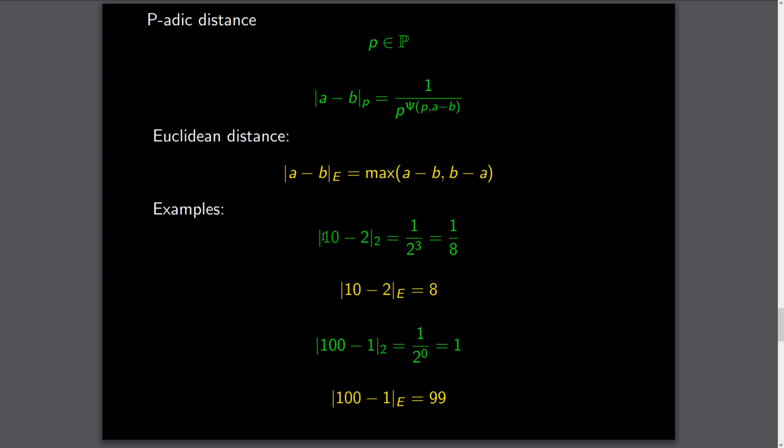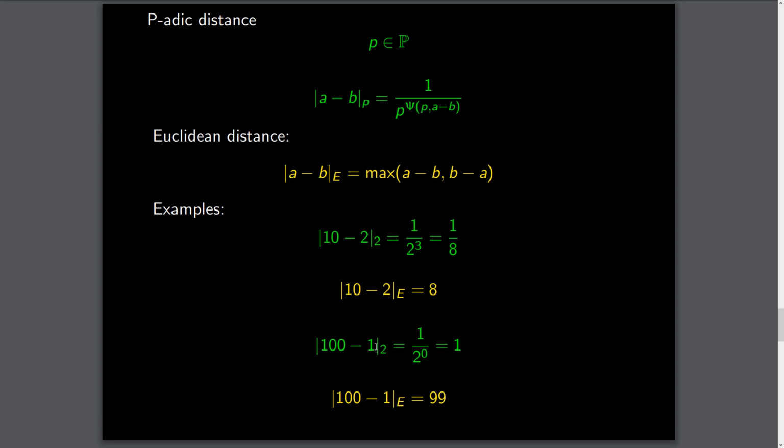Let's look at some examples of how this Euclidean distance compares to P-adic distance. For example, what about 10 and 2? In Euclidean distance, they are 8 apart from each other. But in P-adic distance, we have to consider the prime factorization of a minus b. So let's talk about the prime factorization of 10 minus 2. In the prime factorization of 8, the exponent of 2 is 3. Therefore, the two-adic distance of 10 and 2 will be 1 divided by 2 to the 3. That is 1/8.